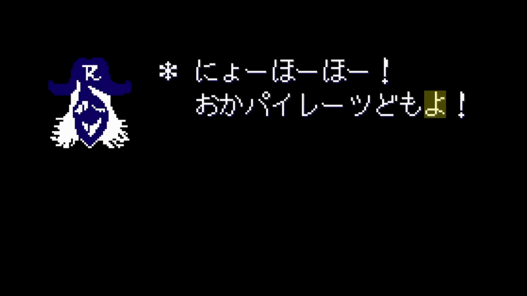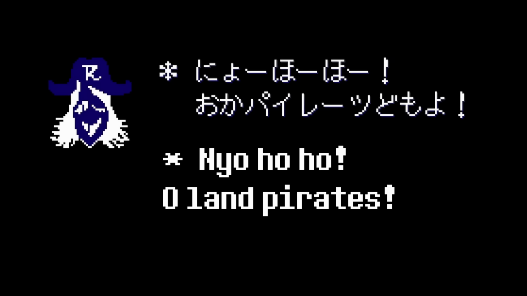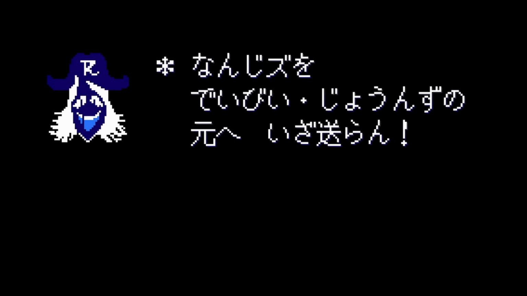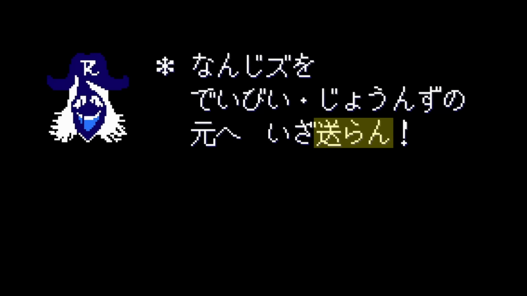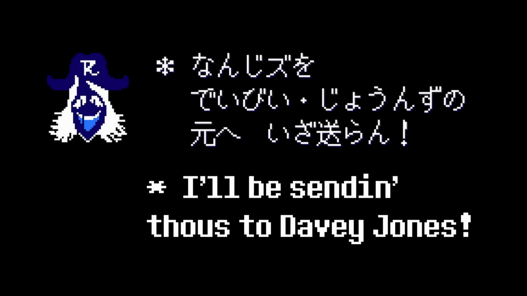So this line goes "Yo ho ho, O land pirates. Nanjizu o Davy Jones no moto e iza okoran." He once again uses nanjizu to refer to Chris and Rouxls like I discussed in my last video. Then instead of Davy Jones' locker, it's simplified more generally to just Davy Jones' location or Davy Jones' side. And then the okurang at the end is an older way of saying okuru daro. So this line means something like, I'll be sending thous to Davy Jones.